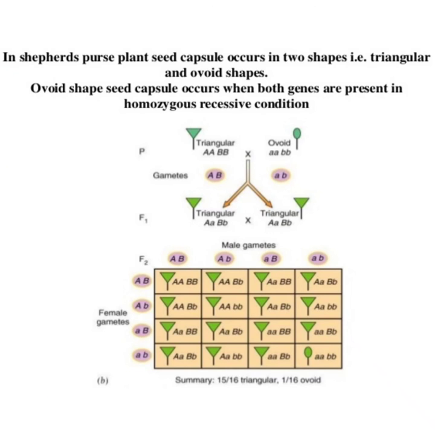Here you can see in the shepherd's purse plant, the seed capsule occurs in two shapes, for example, triangular and ovoid. The ovoid shaped seed capsule occurs when both genes are present in homozygous recessive condition. Here you can see the parents: the triangular shape, capital A capital A capital B capital B, and the ovoid shape, small a small a small b small b. The gametes obtained, you can see on the left side capital A capital B, on the right side small a small b. And the F1 generation formed is capital A small a capital B small b, which is triangular.